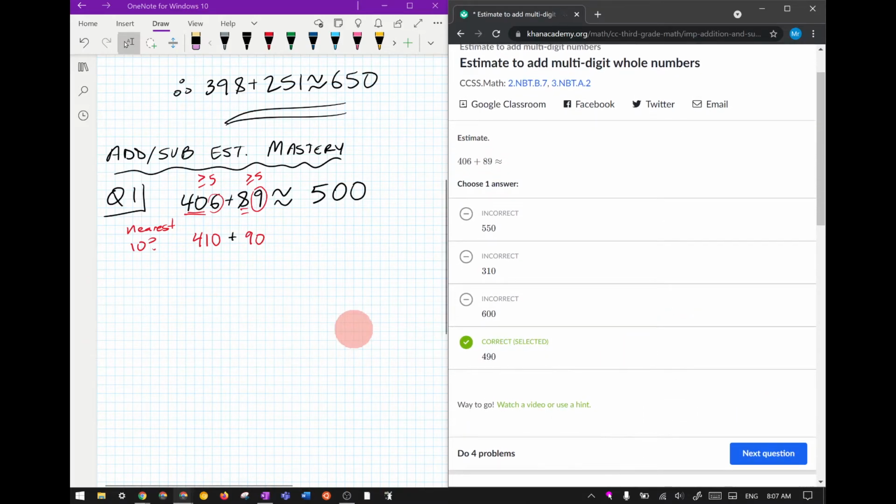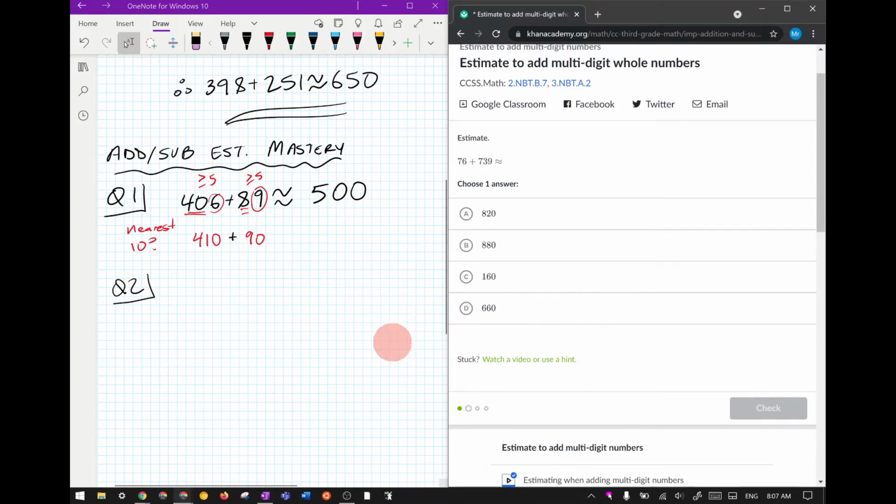Now you might be wondering, why did they get a different answer? Why did they get 490 and we got 500? Well, if you were having trouble adding these two, having rounded to the nearest 10, you could round to the nearest 100, and 406 is really 400, and 400 plus 90 is 490. That's an easier number to add.